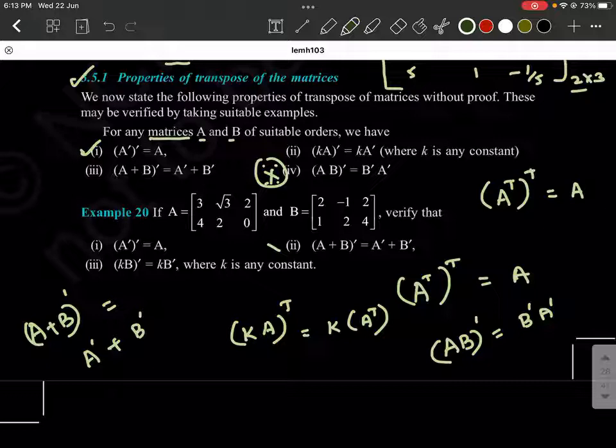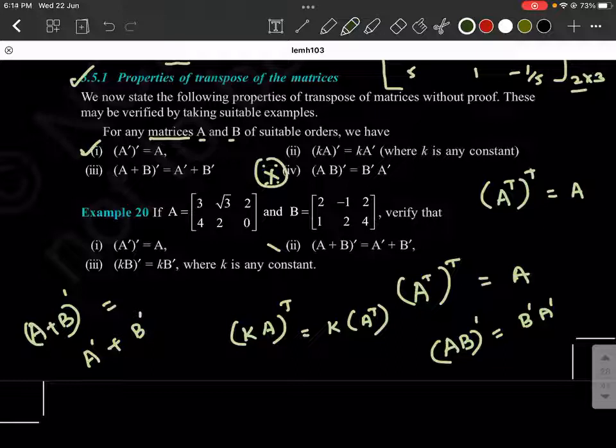Because in AB, the rows of A are multiplied with the columns of B, correct? And in B dash A dash, the columns of B will become rows. So when you find the transpose, the order of the matrix will also change. And what is the necessary condition for multiplication? The number of columns in the first matrix should be exactly equal to the number of rows in the second matrix.